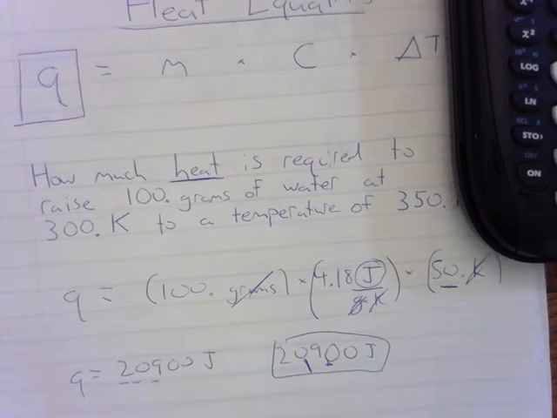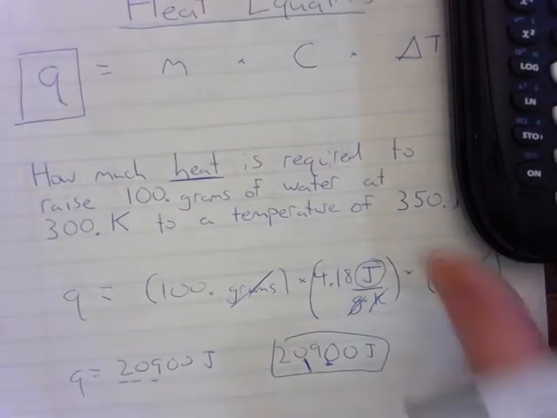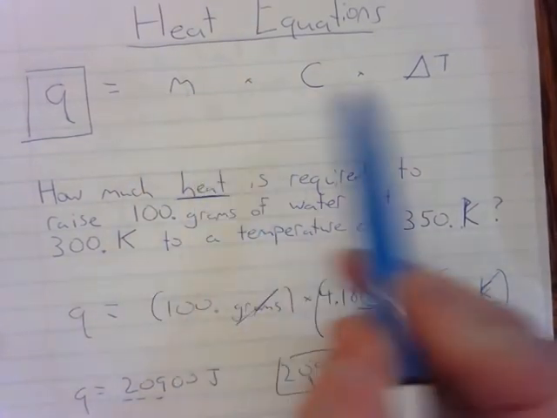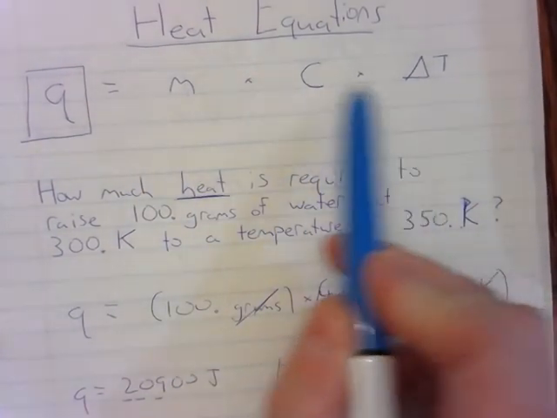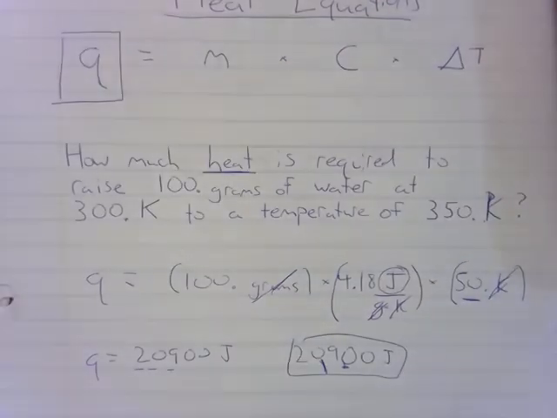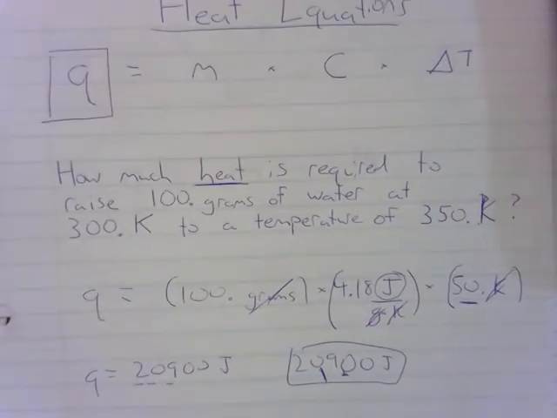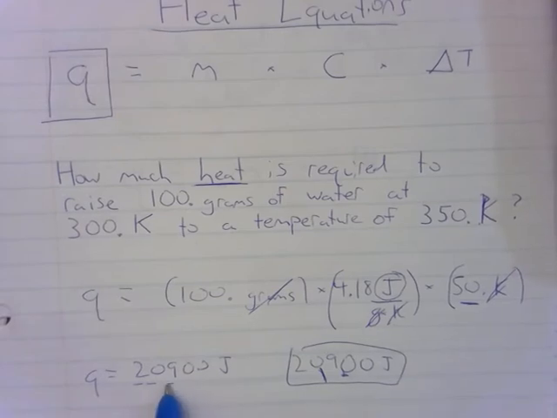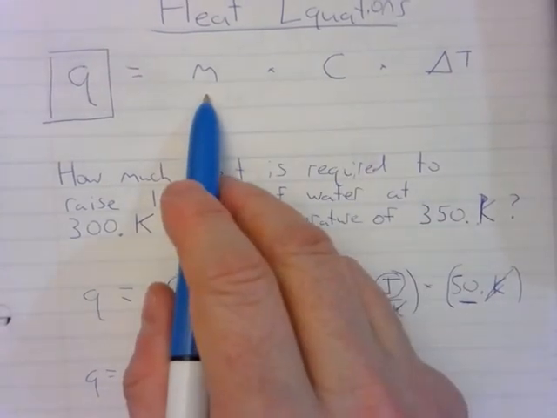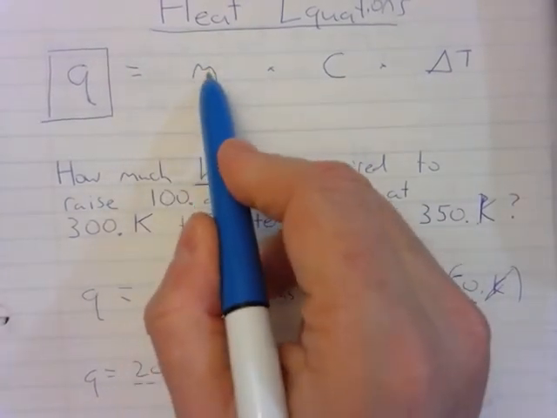Okay? So that's a relatively easy problem to solve for. We were given mass, we were given the two temperatures to find the change, and of course specific heat was given in the reference table. There are many ways this problem could have been structured. We could have done it in reverse. I could have given you the 20,900 joules, given you the change in temperature, given you the specific heat, and asked you to solve for the mass instead. Then the x would be right there.